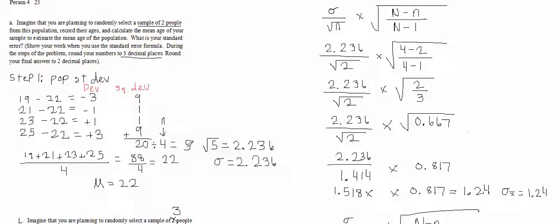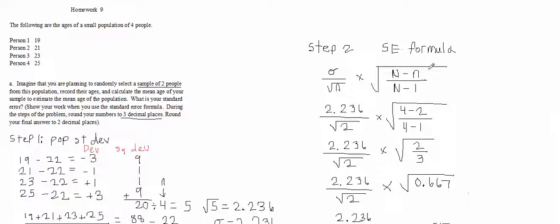Then I have to go one step further and get the square root of my variance, and I get my standard deviation. So I took my variance of 5, I got the square root of 5, and my standard deviation was 2.236. That's my standard deviation. And the symbol for population standard deviation is sigma. That's why I put sigma right here. Now that we have the population standard deviation, we've finished step 1. Now we can go on to step 2, which is using the standard error formula.